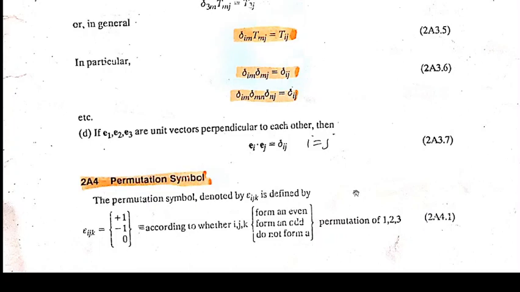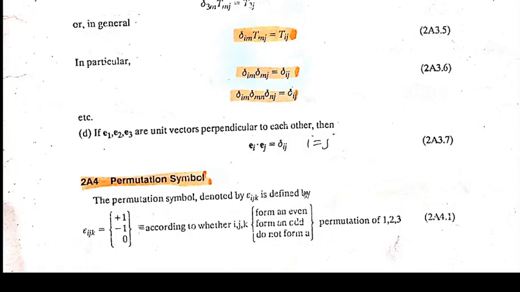Epsilon ijk. This is called the permutation symbol, and this permutation symbol is denoted by epsilon ijk. In the Kronecker delta symbol, we have delta with two indices, and we have defined that delta ij equals 1 or 0: 1 when i is equal to j, and 0 when i is not equal to j.